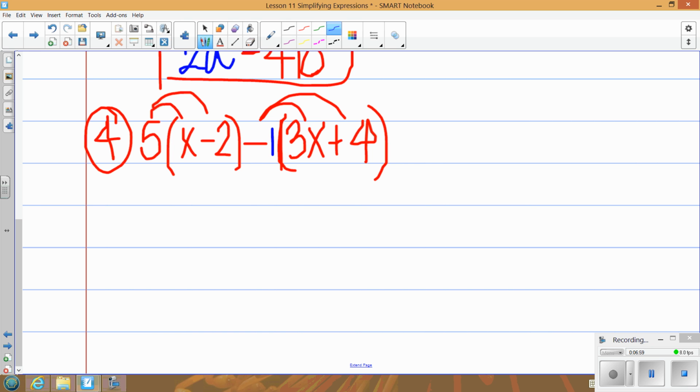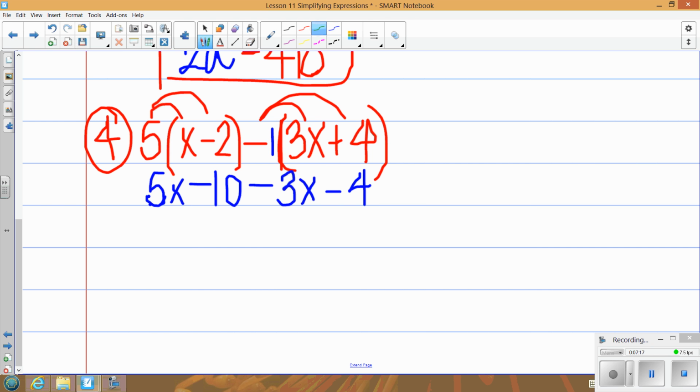So 5 times x gives me 5x. Don't forget about the negative signs. We get minus 10 when we multiply 5 times negative 2. You're essentially flipping all of the signs in the second piece. You're basically negating each piece. So negative 3x minus 4.